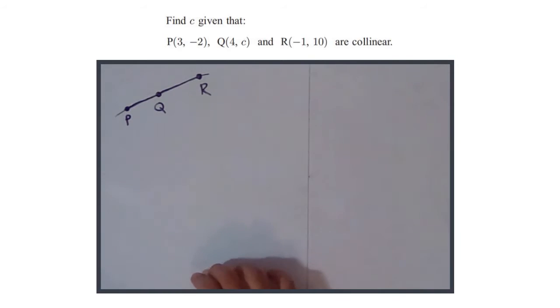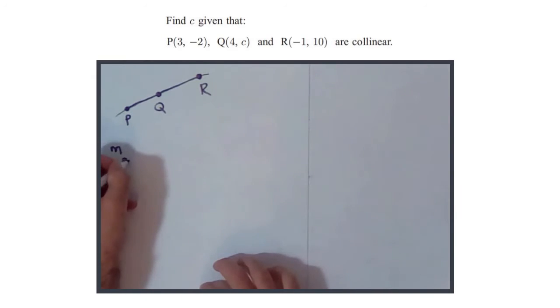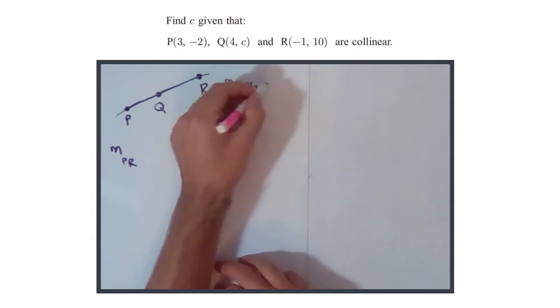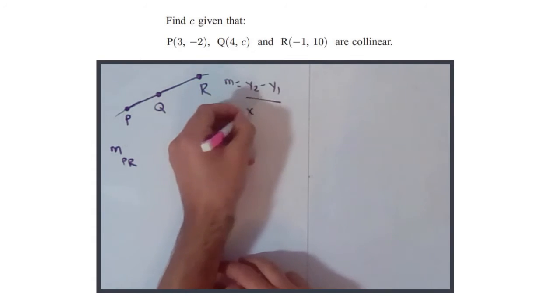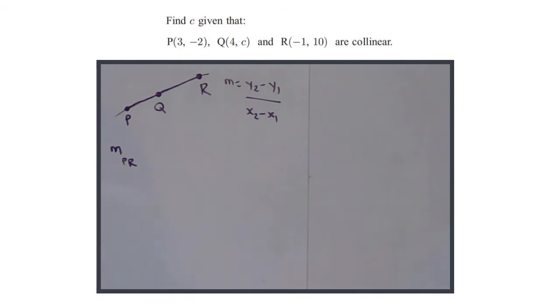That's the only one I can definitely find, because I have the x and y coordinate of P and the x and y coordinate of R. So let's find M of PR. Hopefully you know by now that M equals y2 minus y1 over x2 minus x1. If you don't, learn that formula. It's the gradient between 2 points on a straight line, and you need to know it, as it will not be given to you.